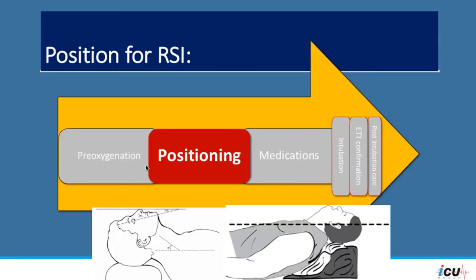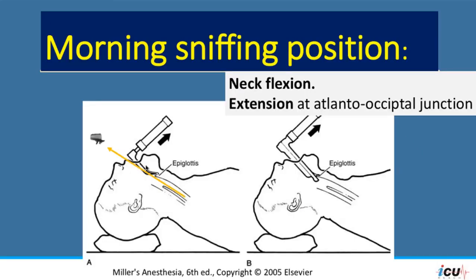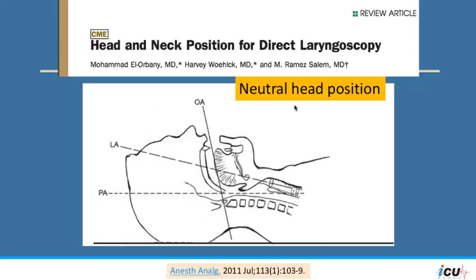Moving on to position for RSI. We know there is the usual teaching, the sniffing position, by which you flex the neck and then extend the head at the atlanto-occipital junction. And the aim of this is to align the 3 axes: the oral axis, the laryngeal axis, and the pharyngeal axis.